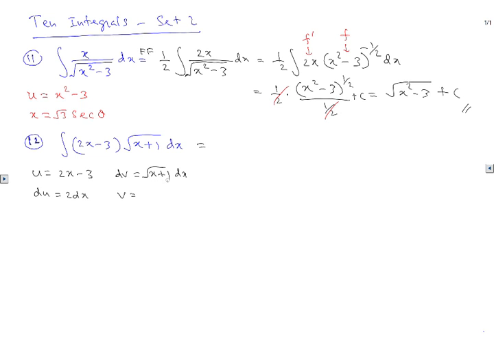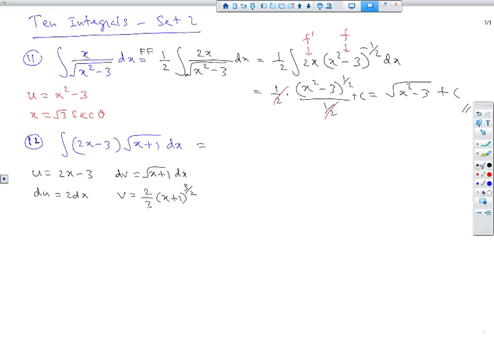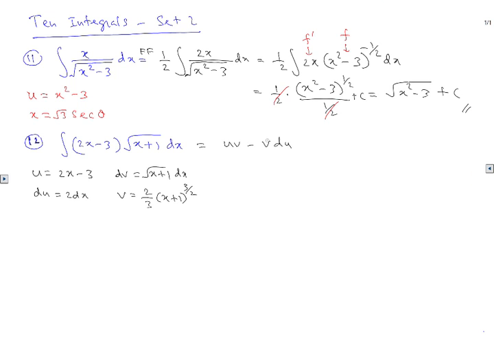Because the derivative of that one is just 1, simply treat this as x. So that means it's going to be v equal 2/3 times x plus 1 to the 3/2. Okay, so we can substitute that into the integration by parts formula, which is uv minus the integral of v du. If you plug in here, you're going to get 2/3, just multiply the 2, so it is 2x minus 3 times x plus 1 to the 3/2, minus the integral of v du. v is 2/3 x plus 1 to the 3/2. du is 2 dx.